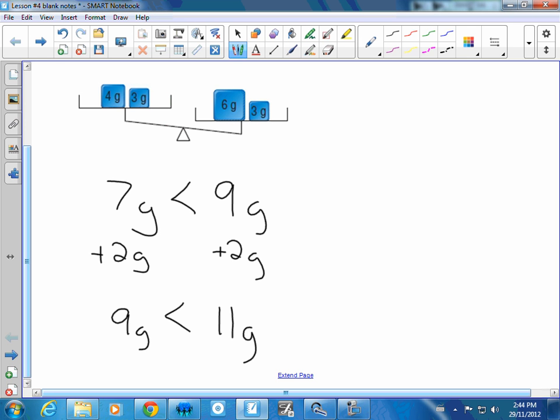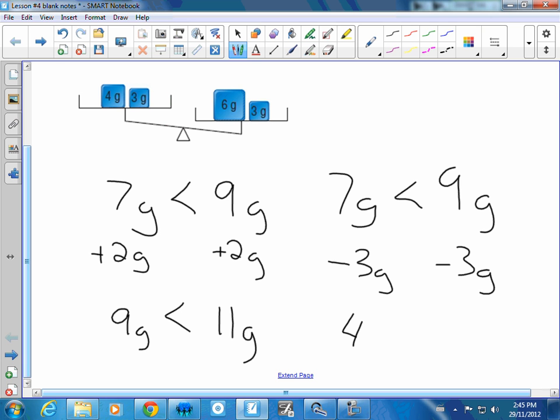Okay, what if we did this? 7 grams, let's write it out again. What if we took away 3 grams from the left? What would we have to do to the right? Take 3 grams away from the right, okay? So what's 7 minus 3? 4. 9 minus 3? 6. Does that sign change? Is 4 still less than 6? It is, right? So what we're saying then, guys, basic concept here, is that it's the same rule that we did with an equal sign. If you added 2 to the left, did you have to add 2 to the right? Yeah, it's the same rule. Nothing changes. Okay, so let's write it out.